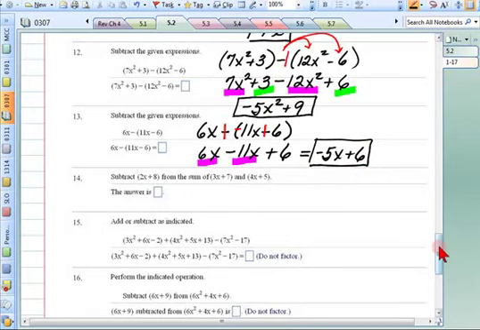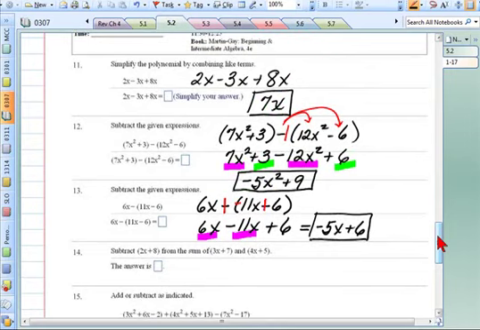Now, I've shown these two problems two different ways. On this problem, I physically showed the distributive property with the negative 1. If that works best for you, then use it. If you prefer, you can simply change that minus to a plus by distributing the sign, changing all the second signs.